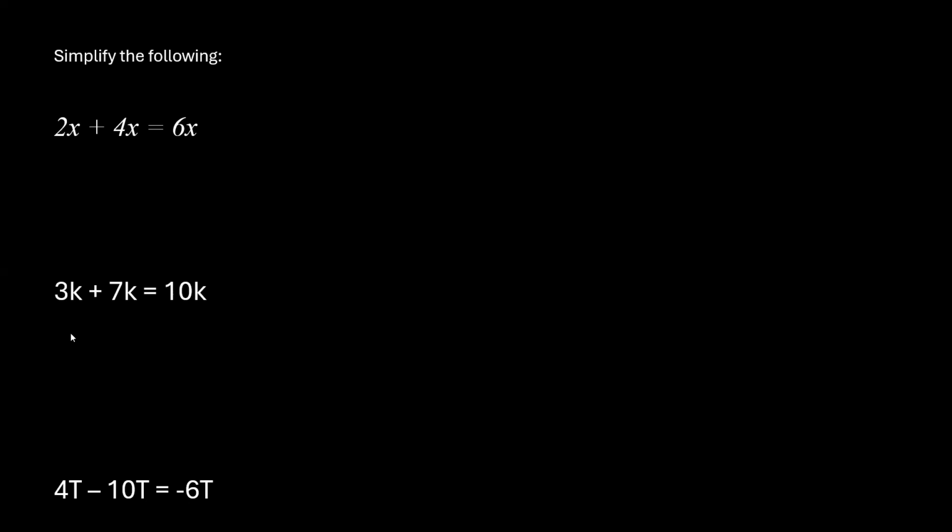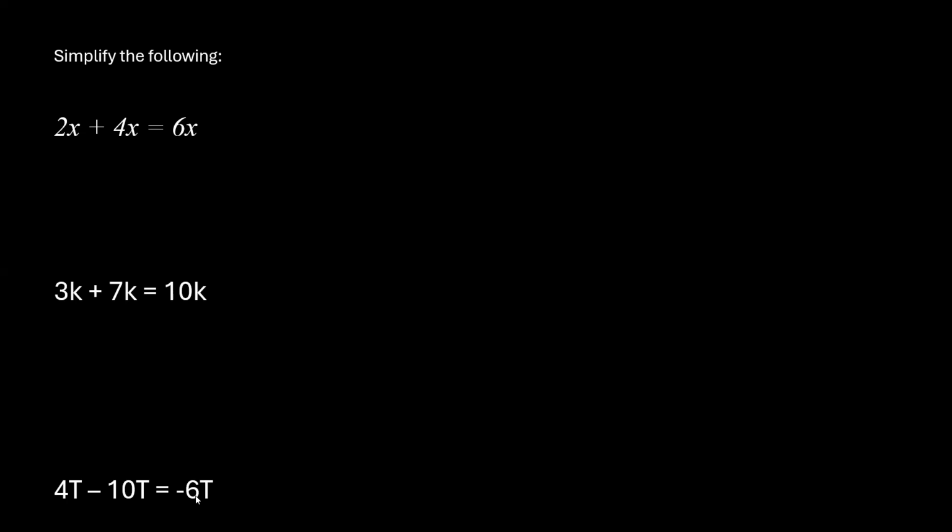So in our next question, 3k plus 7k will give you 10k. Both variables are exactly the same. The unknown letter is k, the unknown number is k, right? So 3k plus 7k will give you 10k. And in our third question, 4t minus 10t will give us minus 6t. So we know that 4 minus 10 will give us minus 6. They both contain the same variable, which is t. Our answer is minus 6t.